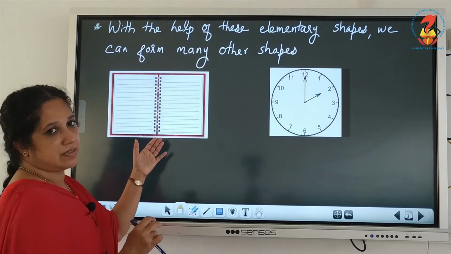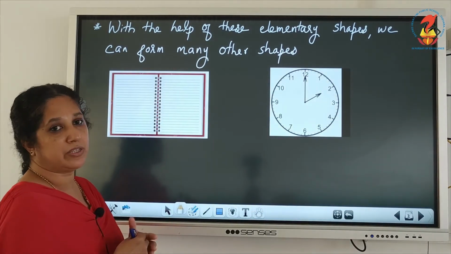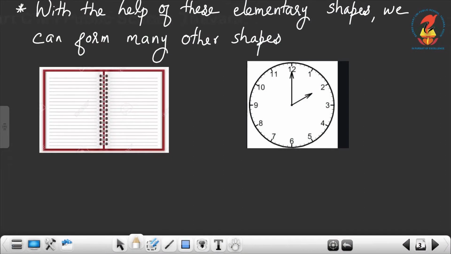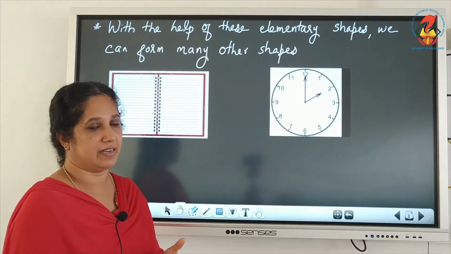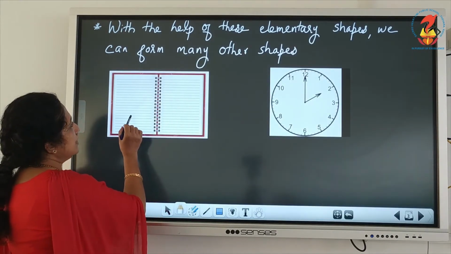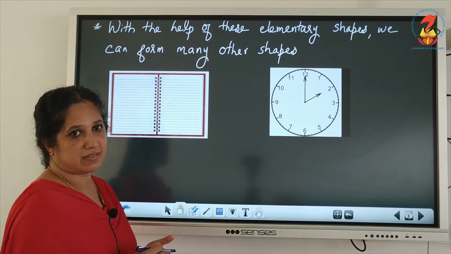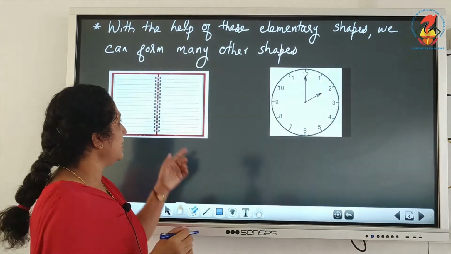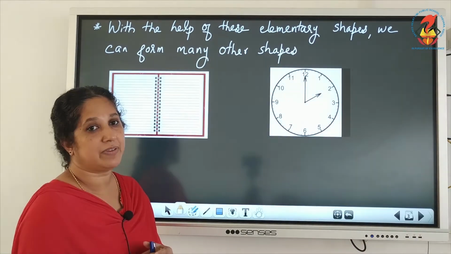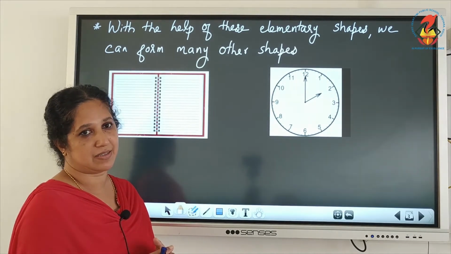Now look at this. Here this is the picture of a notebook. What is the shape of this notebook? It is in the shape of a rectangle. When you look at each sheet of the paper, you can see lines. And these lines are nothing but what we can call line segments.